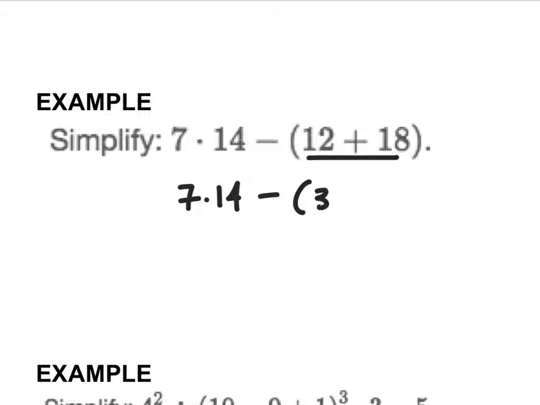And I can keep my parentheses there. That's okay. Going from one step to the next, I get 30. The next thing I want to do is, now I've got 7 times 14 minus 30. So I want to do the multiplication part next. 7 times 14 is going to give me 98. So those two numbers multiply to 98, and then I'm going to subtract off 30 from that. So I've got 98 minus 30, which is going to give me a total of 68.